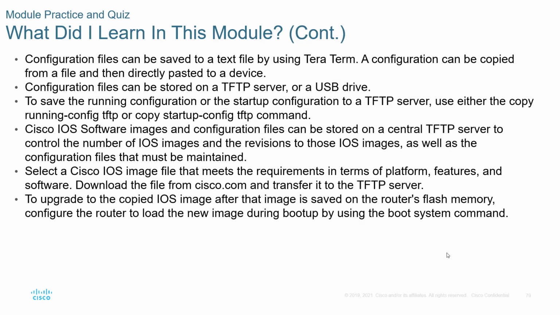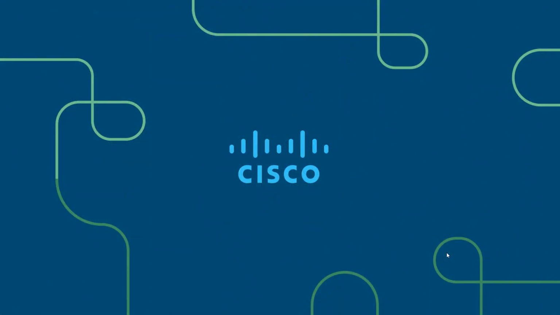Then we looked at the file systems. Then we looked at how to back up files and configurations to and from a TFTP server and a USB device. And that is it for this chapter.